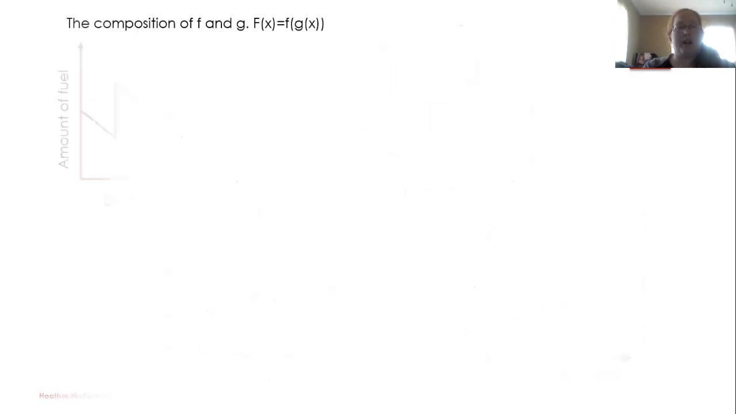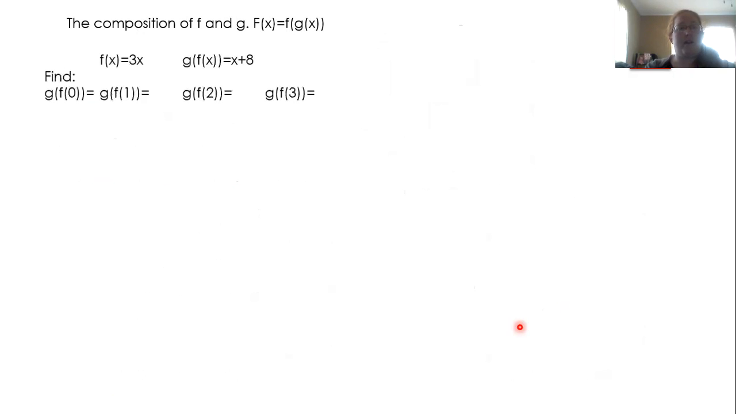All right, next we're going to look at the composition of f and g. So you have (f∘g)(x) equals f of g of x. Here we have our problems. They want us to find g of f of 0, 1, 2, and 3. So we know f of x equals 3x, and g of f of x equals x plus 8. I know, a lot of jumbled up words in that one.